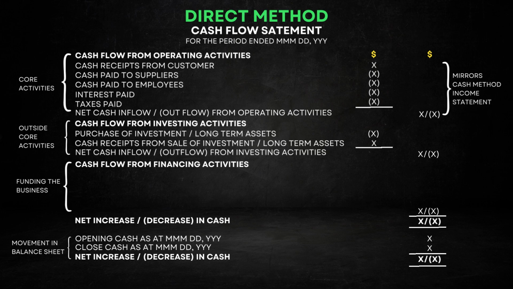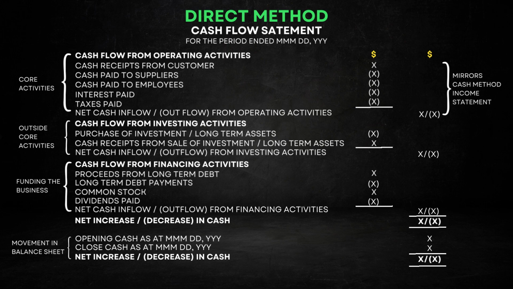Cash flow from investing activities involves cash outflows from purchasing investments or long-term assets, and cash inflows from selling them. Cash flow from financing activities relates to the raising or repaying of cash through liabilities, such as bank loans, or equity, such as issuing stocks or paying dividends. By adding up the net cash flows from operating, investing, and financing activities, we can reconcile the net increase or decrease in cash back to the movement in the balance sheet.